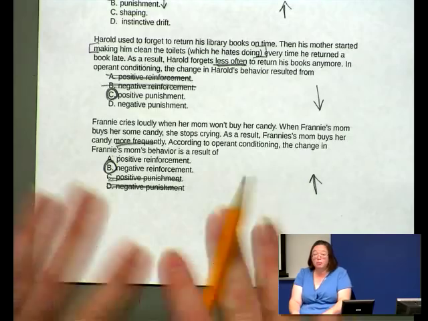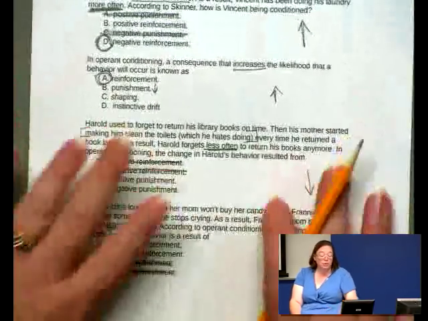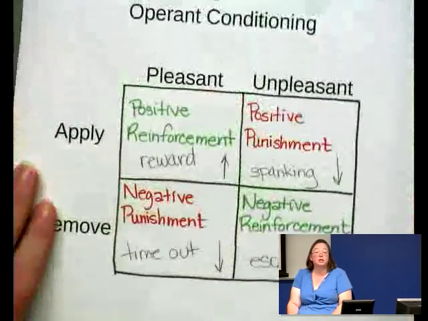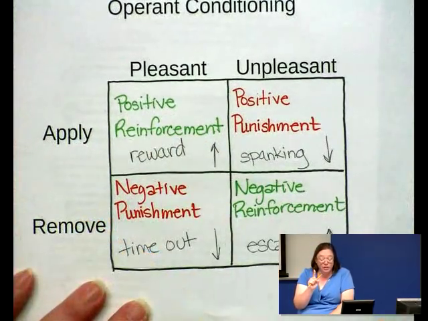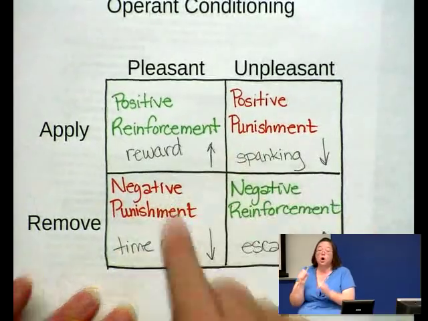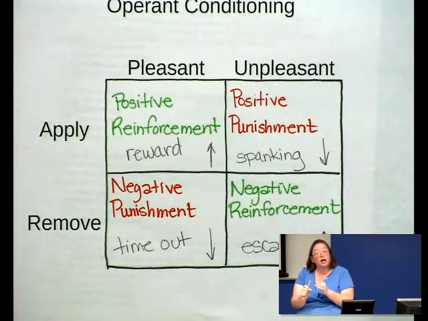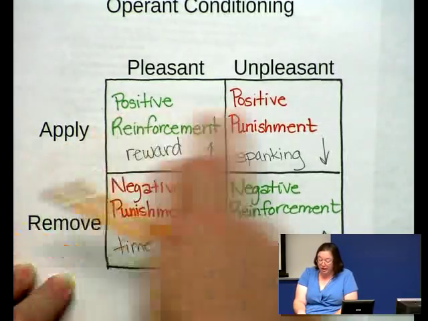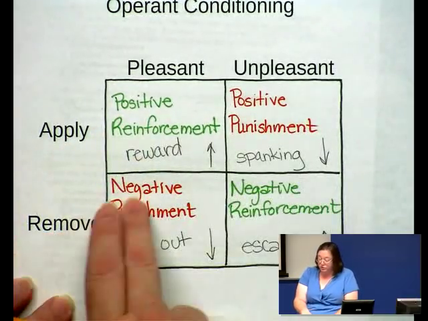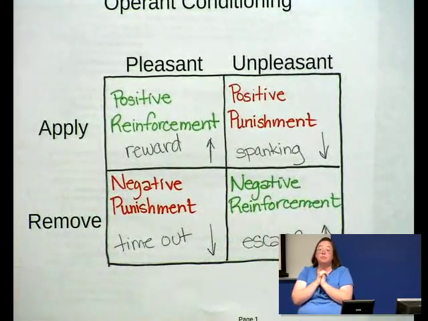So this is operant conditioning. Remember, the key things: the reinforcements always increase behavior. The punishments always decrease behavior. And then you just have to figure out if something is being given, which is positive, or if something is being removed, which is negative. And hopefully, this was helpful.